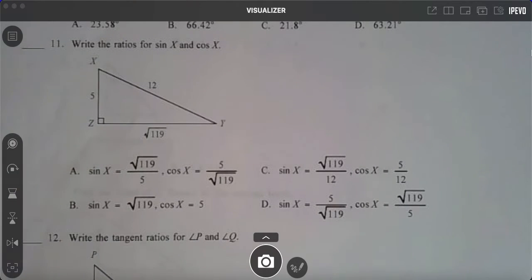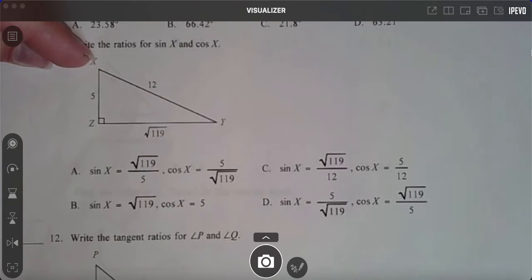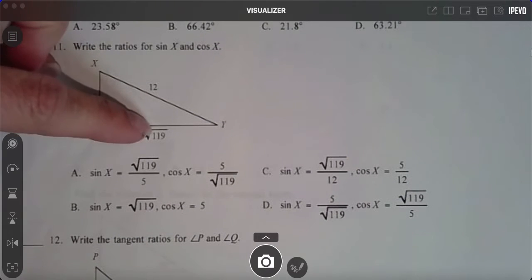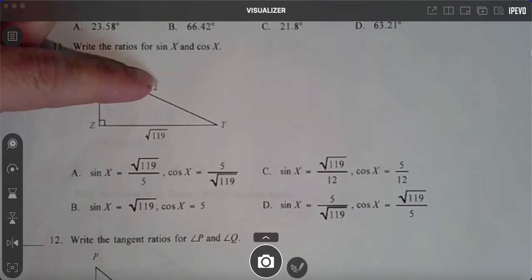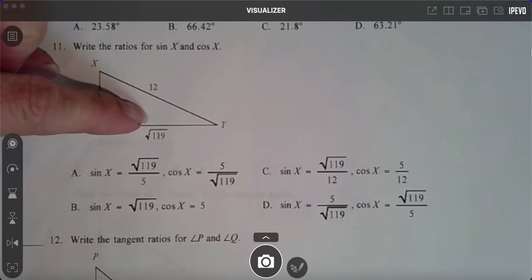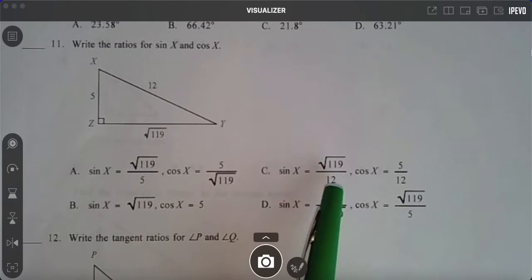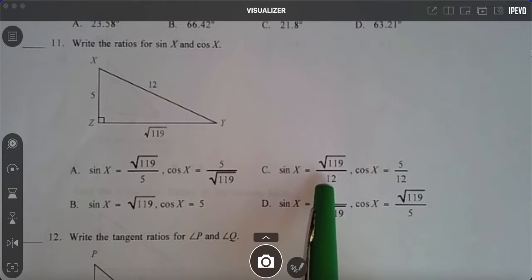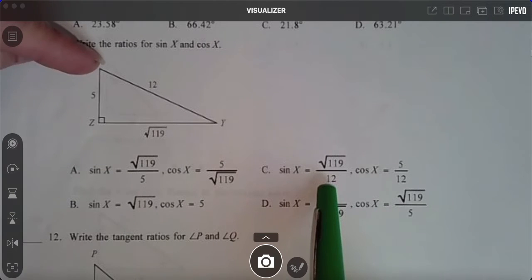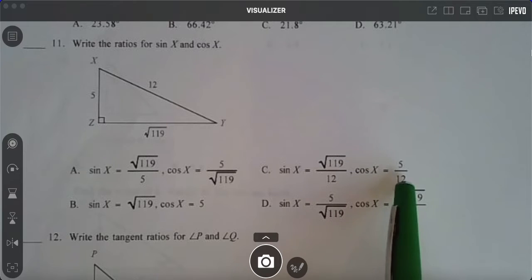So let's start at x. What is the sine of x? Sine is what? Opposite over what? Hypotenuse. Square root of 119 over 12. Guess what? That's the only answer with that. But let's keep going. Let's check the cosine. What's cosine of x? What does cosine mean? Adjacent over hypotenuse. What is the adjacent? 5 over 12. So that's that one.